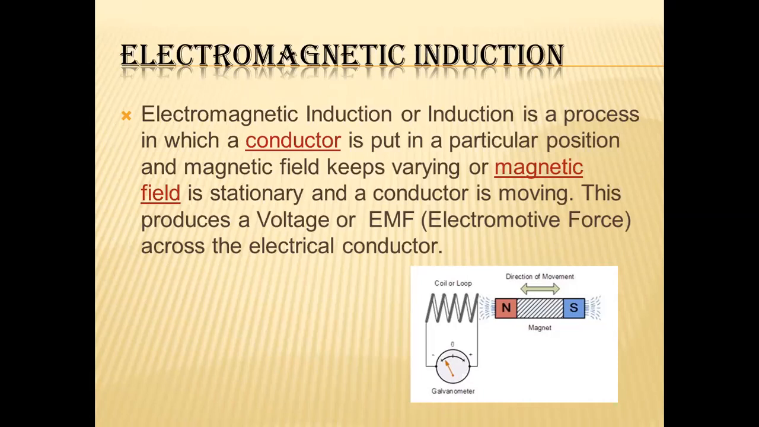As you see in the picture, a coil is connected to a galvanometer. If a bar magnet is brought near it, the galvanometer needle shows some deflection, showing that there is a connection between the magnetic field and the electric field that is produced in the coil.